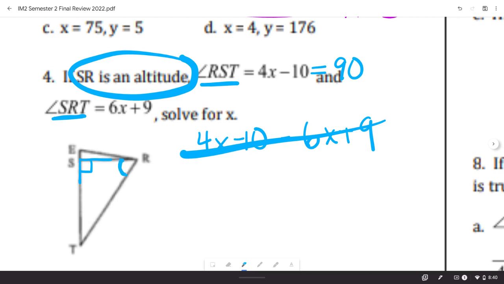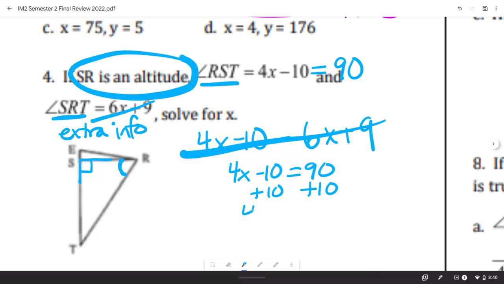Okay, does it make any sense that this angle equals that angle? No, it doesn't. Okay, you're just thinking, oh, I have to set up an equation, but this is a concept question, which means this is extra info that you don't need. You have to pay attention to what you're given and then solve. So 4x minus 10 equals 90. We add 10. 4x equals 100. Divide by 4. So x is 25.